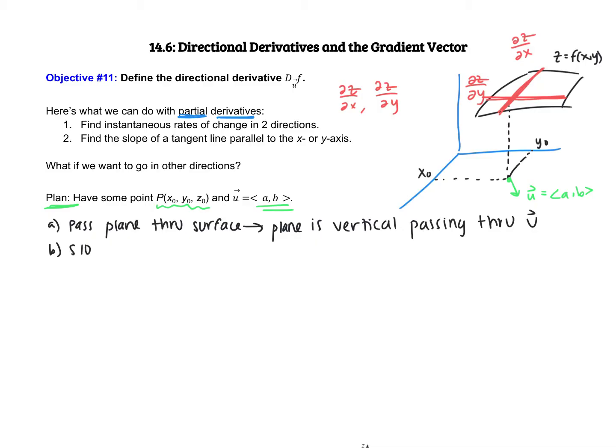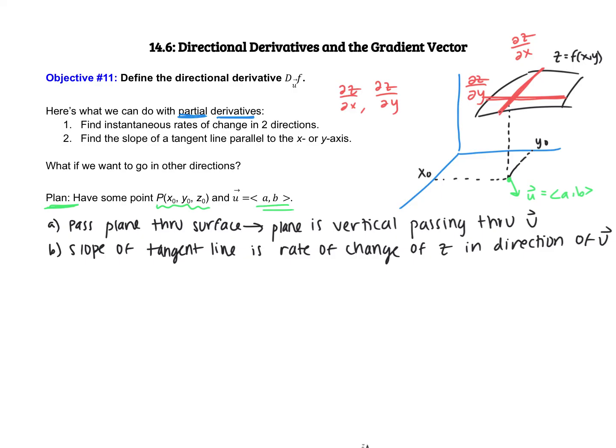So then, the slope of the tangent line is going to be the rate of change of z in the direction of u. And that's what we're looking for.